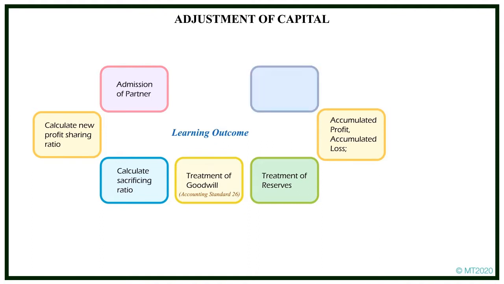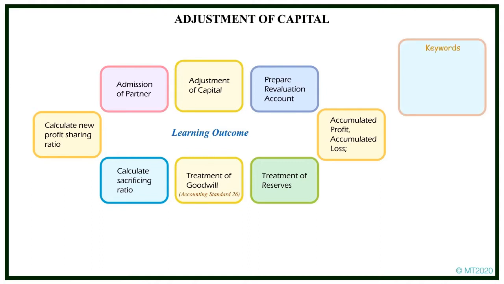Then learn how to prepare revaluation account, where we would be revaluing assets and doing reassessment of liabilities. At last, the final thing to be learned in this chapter is how to adjust the capital of partners on reconstitution of partnership. In this chapter, you would be coming across certain keywords or new terms. I would like to highlight those terms: sacrificing ratio, revaluation account, premium for goodwill.